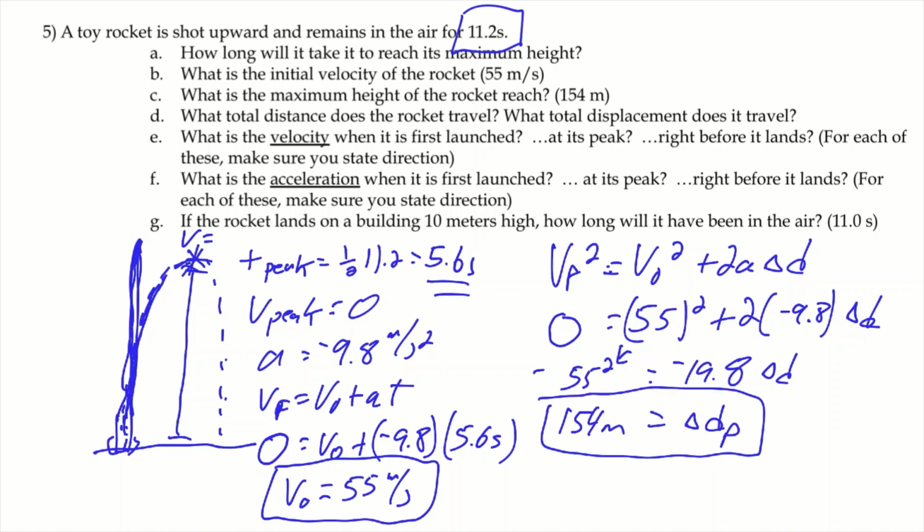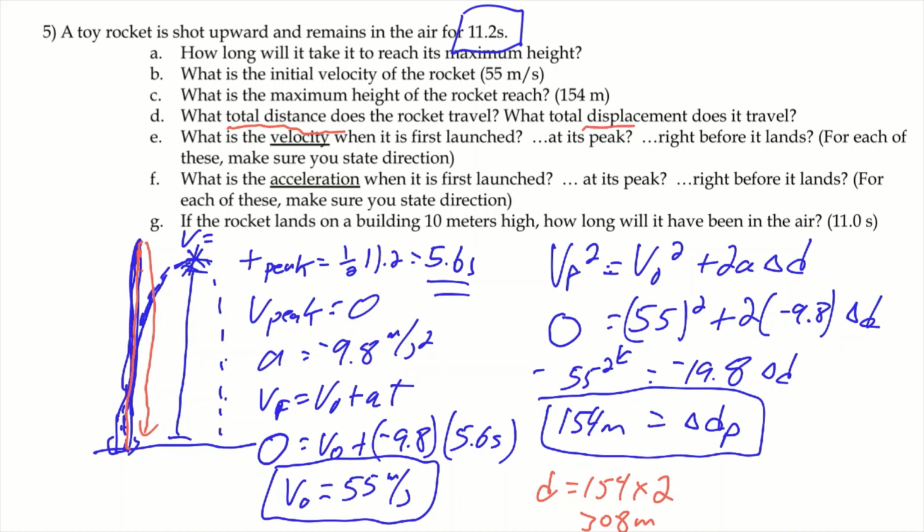Okay, now there's a number of conceptual questions, so let's just hit these one by one. What's the total distance that it travels? Well, it's going to be going up 154, and then it's going to come down 154. So the total distance would be 154 times 2. Okay, so what's that? 308. That would be our distance.